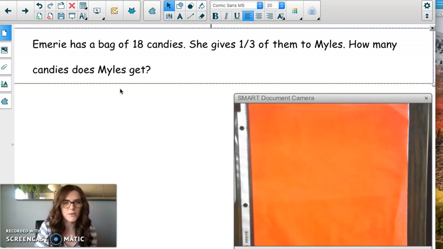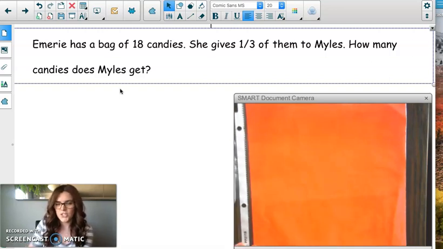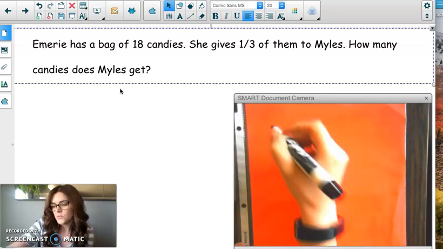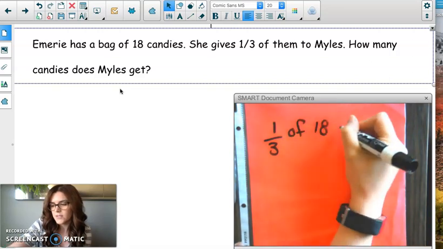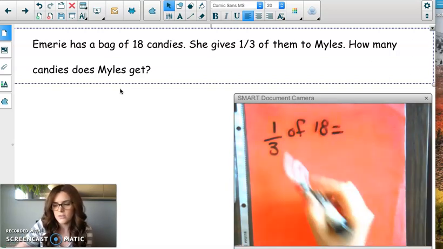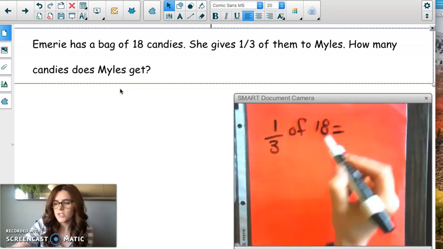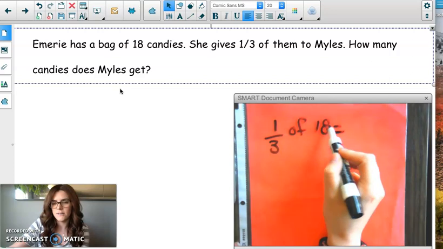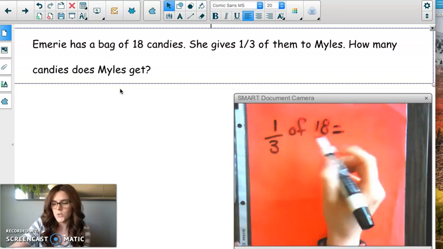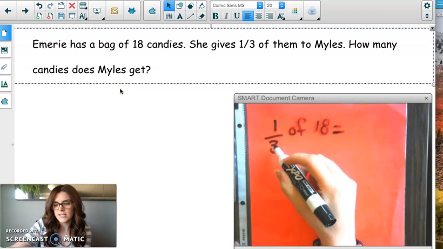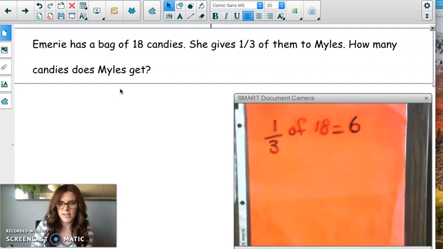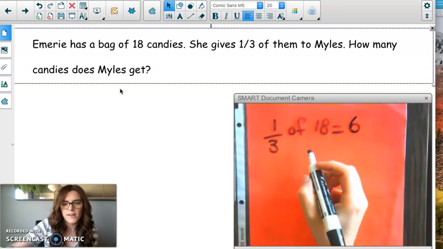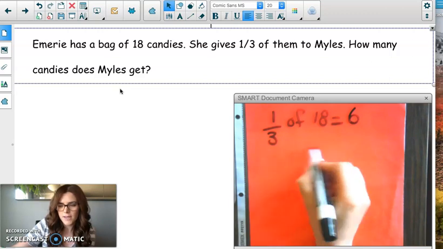Okay, here we go. So Emery has 18 candies and she gives 1/3 to Miles. So we need to figure out what 1/3 of 18 is. So we can go like this, 1/3 of 18 equals. And you can do this with calculations, or you can do this with pictures. So with calculations, all you have to do is division and then multiplication, okay? So we have 18 divided by 3, which is 6, times 1 is also 6. So the answer would be 6. Miles gets 6 candies.